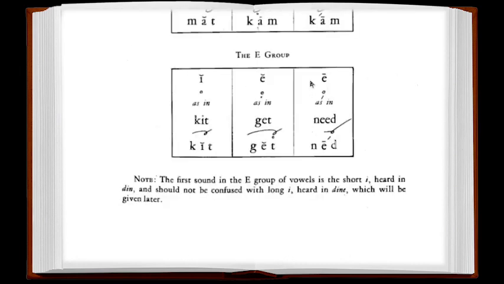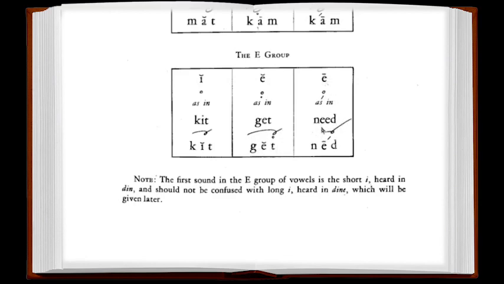Now here's the E group. Notice in the E group we have an I here. It's a short I. This goes in the E group. A little circle for your I, as in the word kit. So K-I-T is kit. The short E sound is as in get. G-E-T, get.